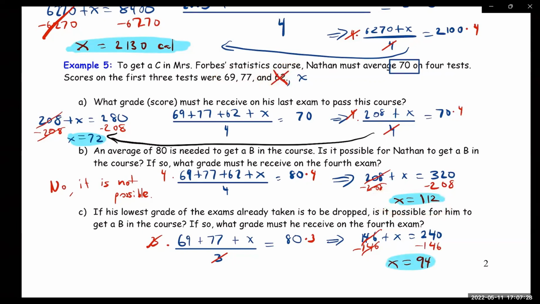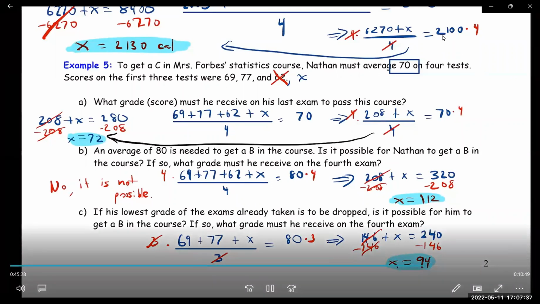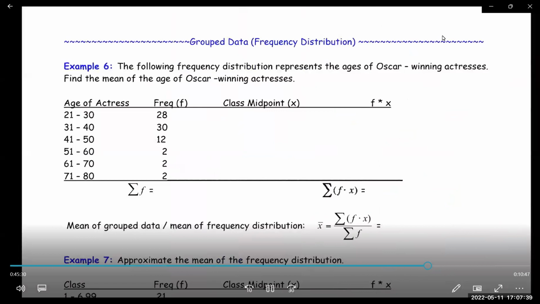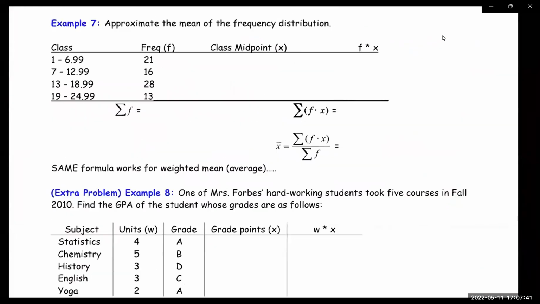All right, and I'm going to do the same thing for you guys. I'm going to drop the lowest test. So we'll see. That hopefully will help you out. I hope it does. All right, let's move on to the last page of the day.